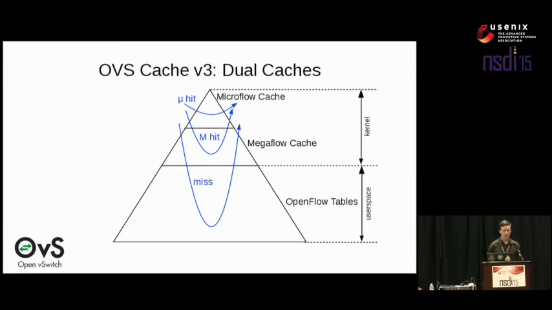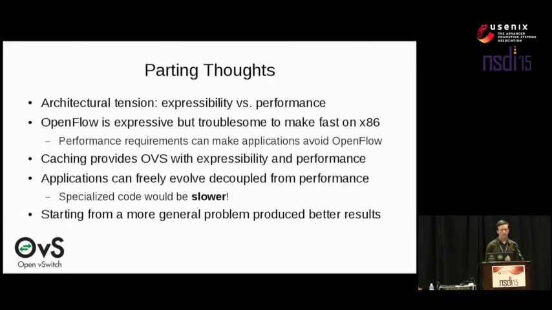But I have a couple of parting thoughts before I finish. I think a lot of what I'm talking about here arises from an architectural tension: expressibility is sort of the enemy of performance in many cases. The more general you make the system and the criteria and constraints that it can accept, the harder it is to make it perform well. OpenFlow is a good example: it's quite expressive, but at least in the case where you have many tables, it's difficult to make it fast on general purpose hardware.